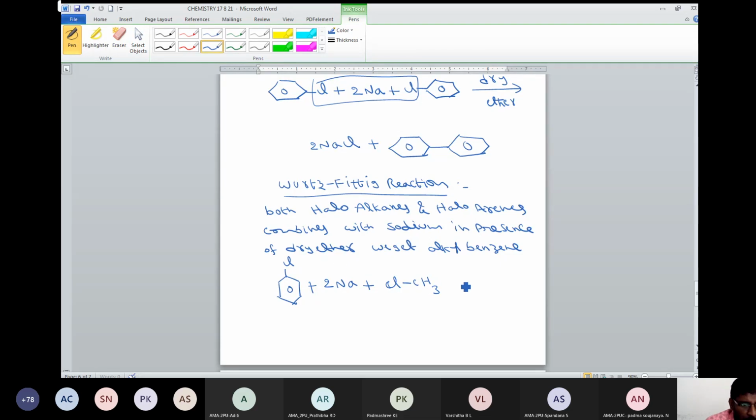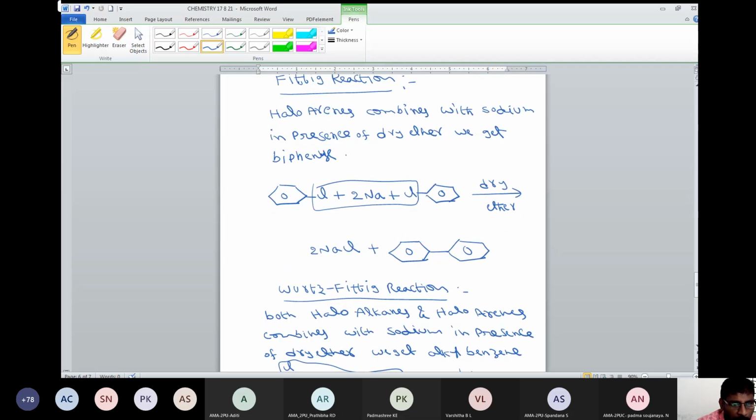So this is the haloalkane, this is the haloarene, in presence of dry ether. So what will be removed? Totally 2 NaCl will be removed. On removing 2 NaCl, what do we get? The remaining is benzene. On benzene, the alkyl group will come. Alkyl is here, a methyl group. CH3 will come. So this is alkyl benzene. Reaction name is Wood-Fittig reaction.